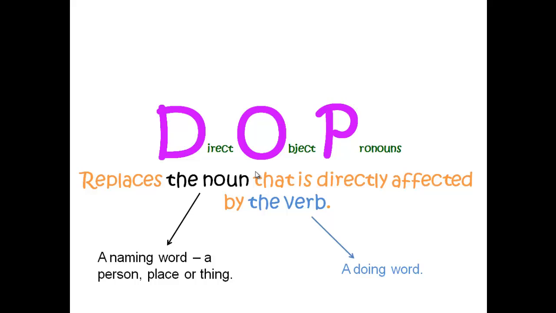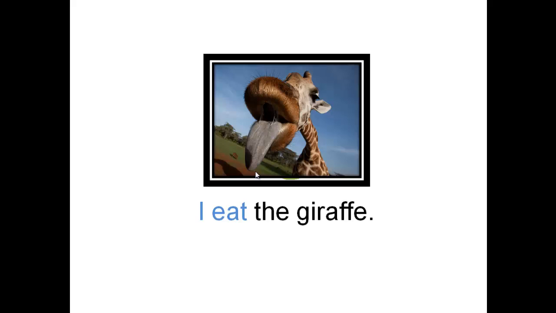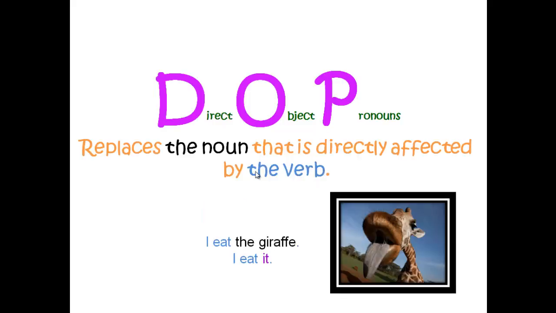Hopefully that's a little bit clearer, but don't worry, I'm going to give you an example in English so we can see it in action. So, for example, I eat the giraffe. So we're looking for a noun that is directly affected by the verb. The giraffe in this sentence is the noun, because the giraffe is the naming word, it's the person, the place, or the thing. In this case, it's an animal. So that's the noun. So what's the verb? Well, the verb is I eat, because it's a doing word. You are eating. It's an action word. So in this first sentence, we've got verb and noun.